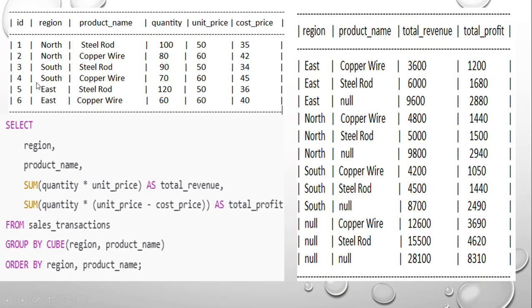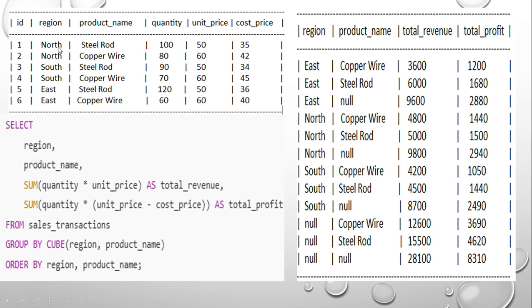So here we are considering the sales transaction table, where I have ID, region, product name, quantity, unit price and cost price. In the query I am using a CUBE function. By querying region, product name, total revenue and total profit, in the GROUP BY I have given the region and the product name categories. So this is the output I got. Let's closely observe the output.